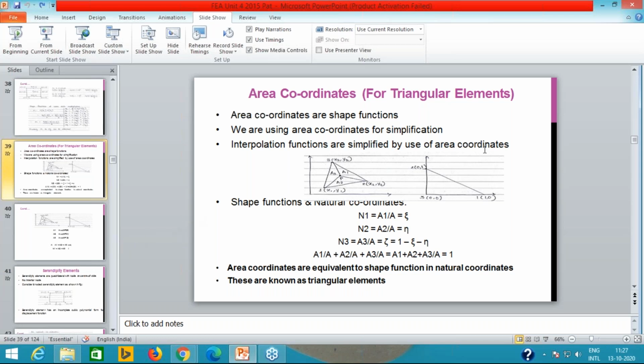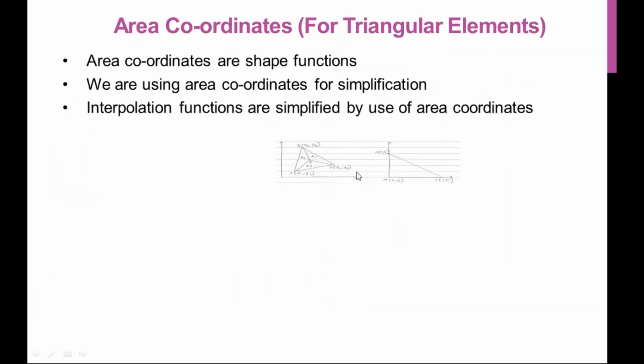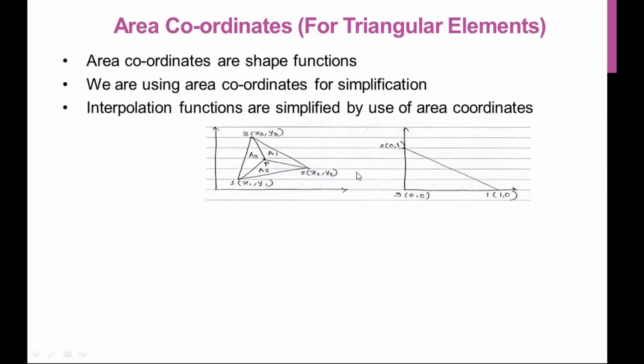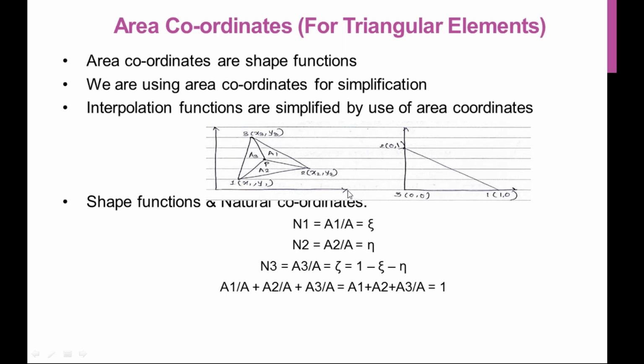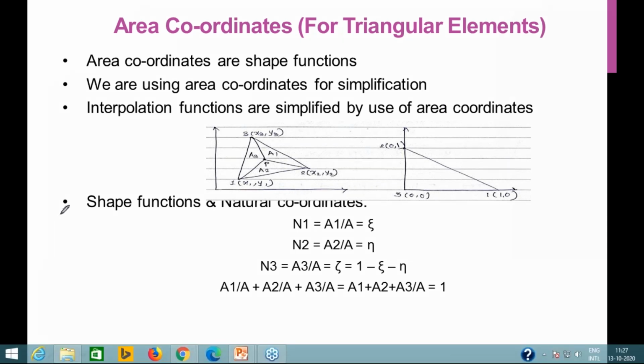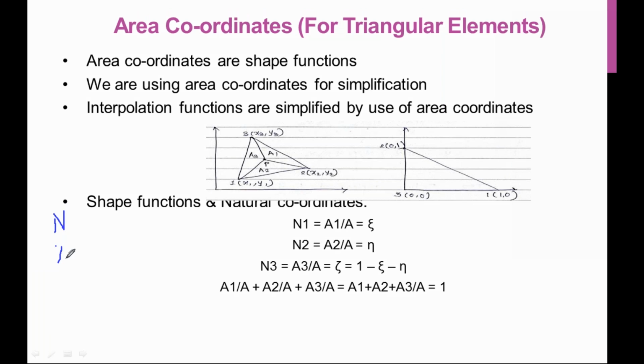So area coordinates, I already told you, are themselves shape functions, and we are using the area coordinates for simplification. Suppose interpolation functions are there, and you know the coordinates. Then you can write that area a1 upon a is equal to n1, the first shape function, and it is equal to zeta. We already know the shape functions for the triangle, that is the three shape functions n1, n2, and n3.